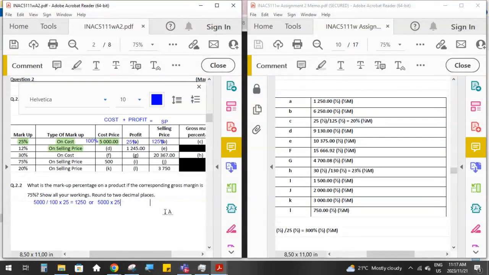Okay, let me just go back there. I don't want to muddle anybody up. 25 over 100 equals 1250. Both of those are identical maths.